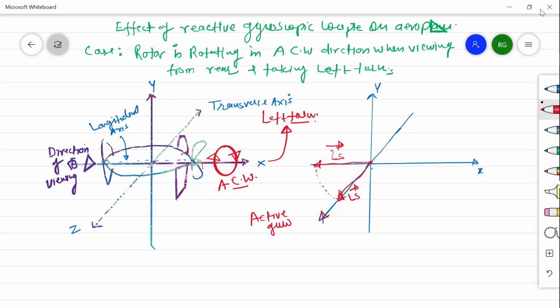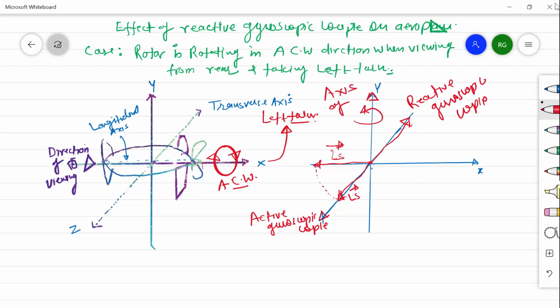Active gyroscopic couple. And from Newton's third law, as we discussed in the lecture, this would be the direction of the reactive gyroscopic couple. So we can say this would be the direction of the reactive gyroscopic couple, and this is the axis of precession, and this is the axis of spin.